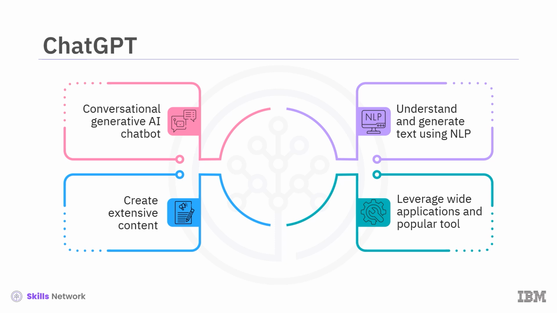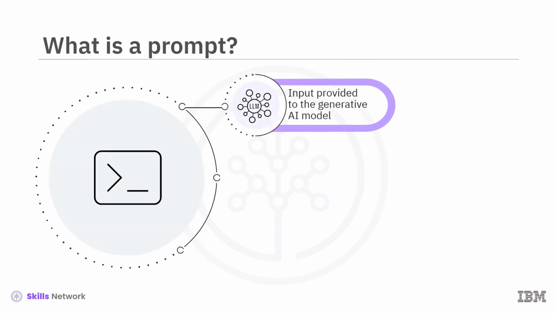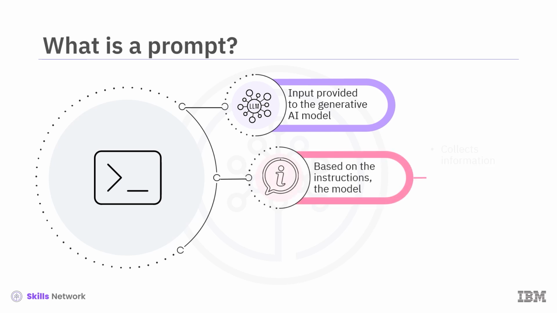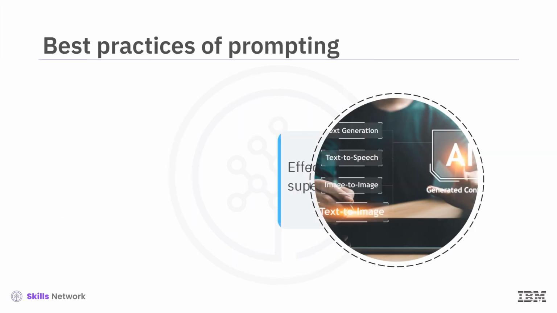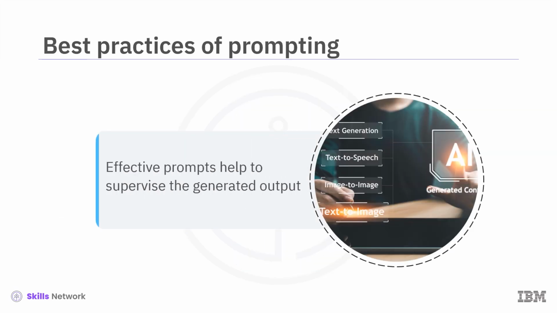inserting clear prompts. A prompt is any input in the form of a sentence, question, or document provided to generative AI models to produce a desired output. Based on the provided instructions, the model collects information, derives inferences, and provides logical responses. Writing effective prompts is important for using the full potential of ChatGPT to produce relevant and accurate responses. You can supervise the generated output style, tone, and content by applying the best practices for creating effective prompts.